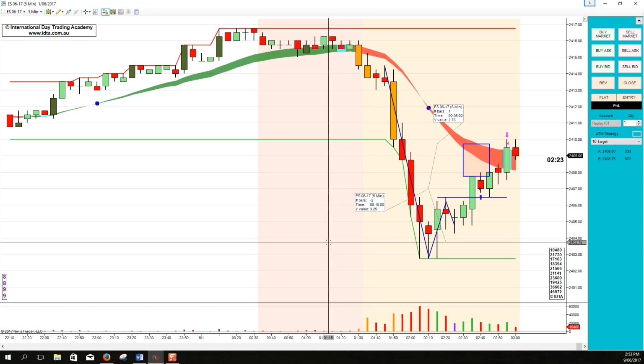Once again, you will get less trades doing this, but your risk-reward ratio will be much better. So let's cross back to the calculator now and have a look and see how that panned out.